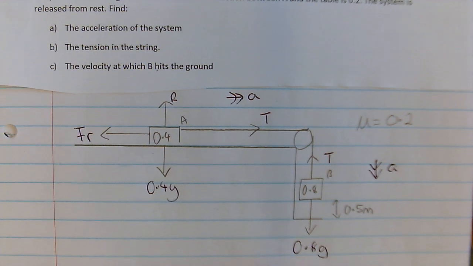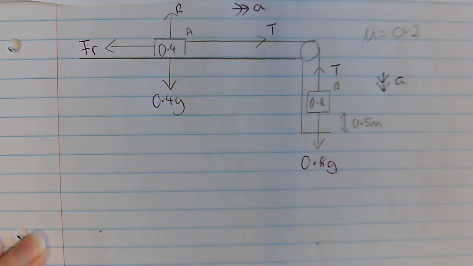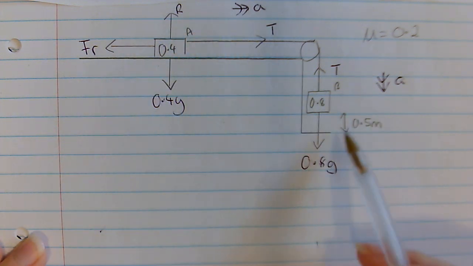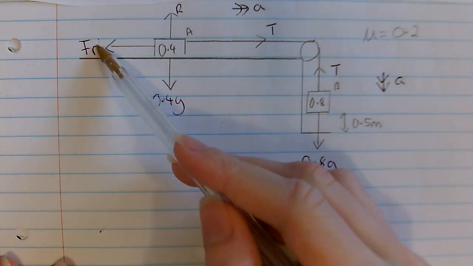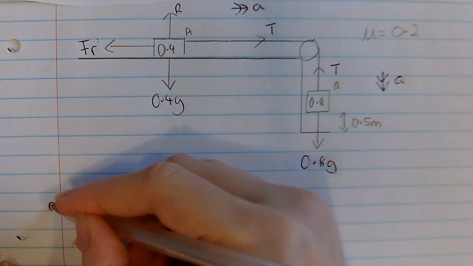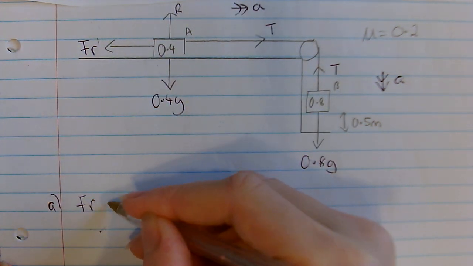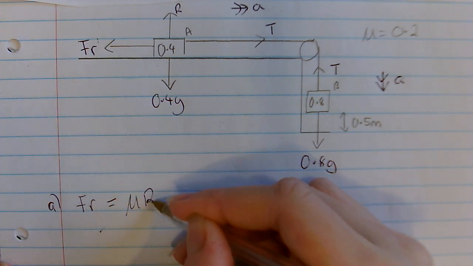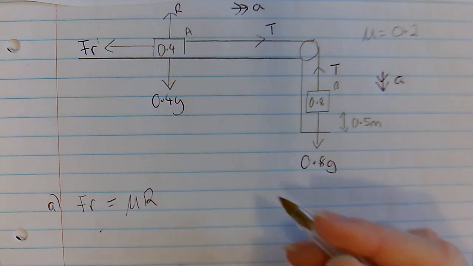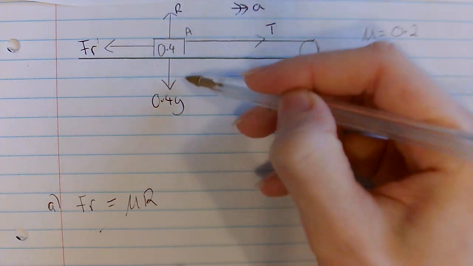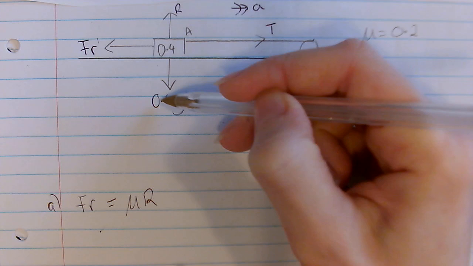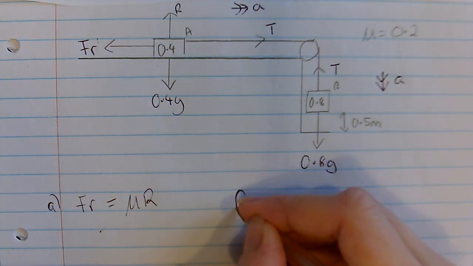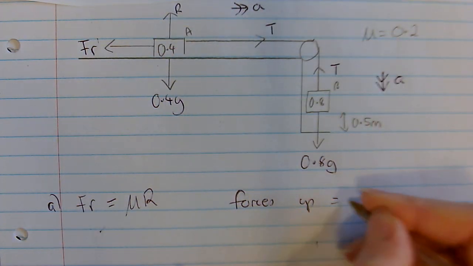So for part A, I asked you to find the acceleration. To find the acceleration, all we've got to do is do F equals ma for this object, F equals ma for that object, and simultaneously solve them. But before we do that, we want to try and find friction. We should remember, hopefully, that because it's moving, we can use F equals mu times R. Now to find R, we're just looking at this object, because this is the one that's being dealt with by friction. So if you look at object A, we do forces up equal forces down to find R.